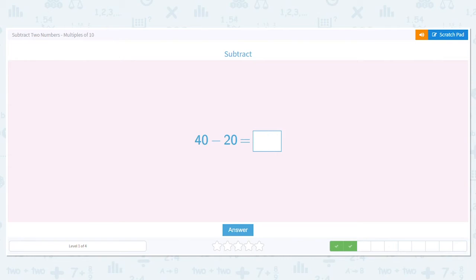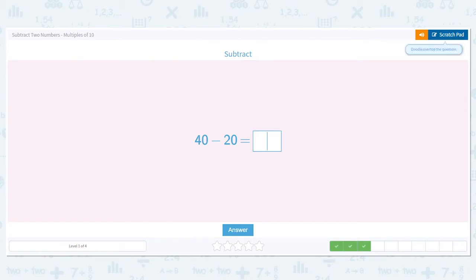Okay, let's try this one. 40 minus 20. My basic fact is 4 minus 2, which equals 2. I bring over that 0. There we go. So 40 minus 20 equals 20.